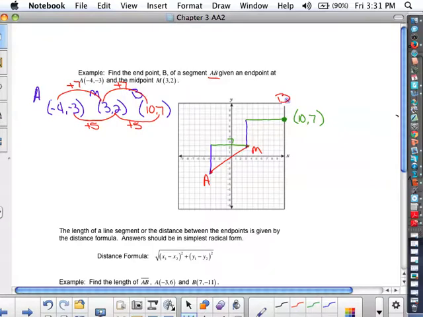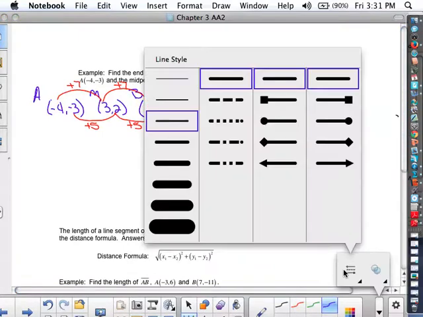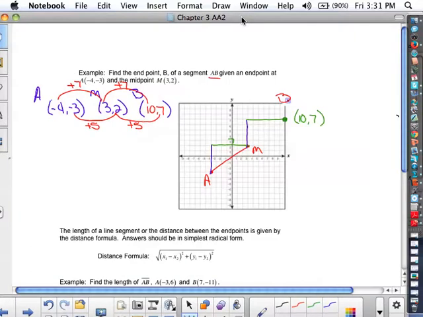So one way is to use the slope. Another way is just to look at those points, see how they change. The other way will be the equation, and I'll show you that now. We know that x1 plus x2 divided by 2 gives us the x-coordinate of the midpoint, and that y1 plus y2 over 2 gives us the y-coordinate of the midpoint.